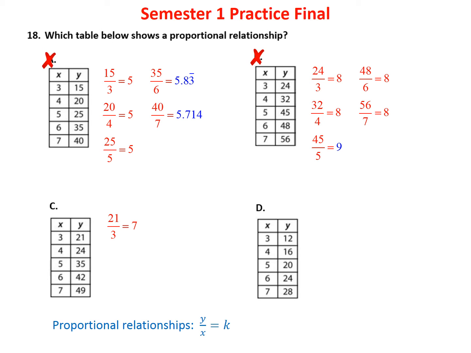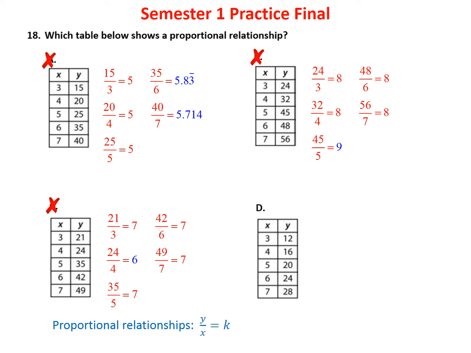C, 21 divided by 3 is 7. 24 divided by 4 is 6. Again, we now have two different numbers, so this is not a proportion. Let's just check the rest. 35 divided by 5 is 7, 7, and 7. So one didn't work here, so that is not a proportion.